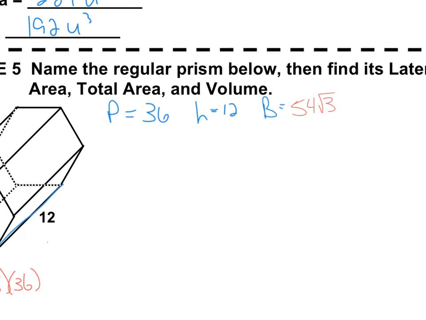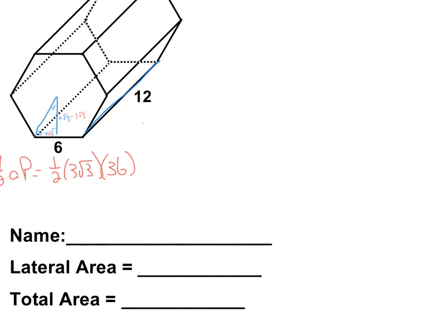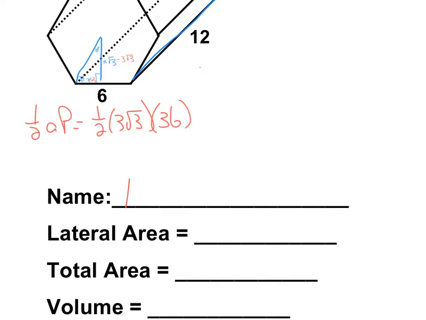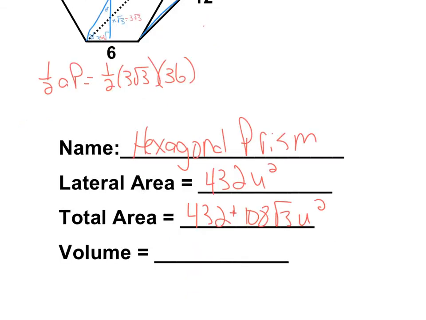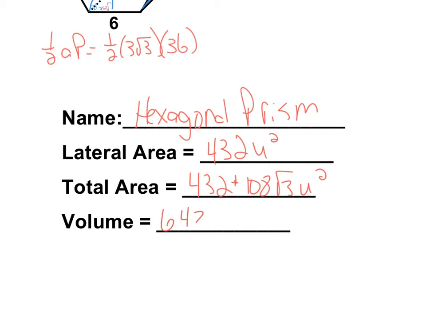Now, I'd be careful when you plug the stuff into this one. It can be a little tricky on total area. But again, we know the formula, so we have all the names. This is a hexagonal prism. The lateral area is 432 units squared. The total area is that, plus the area of the bases, units squared. And then I got 648 square roots of 3 units cubed for the volume. So just be careful when you're finding those areas.